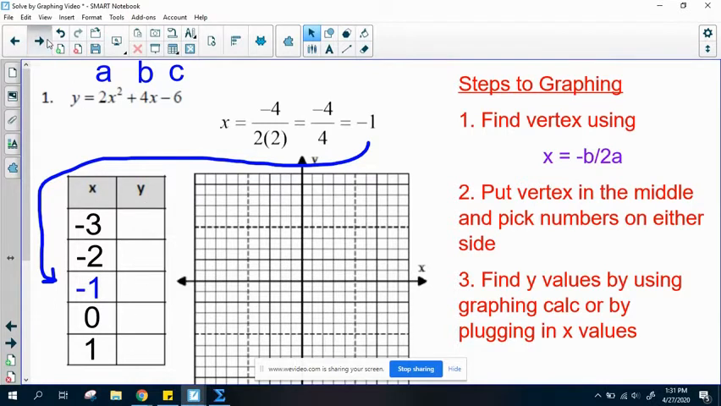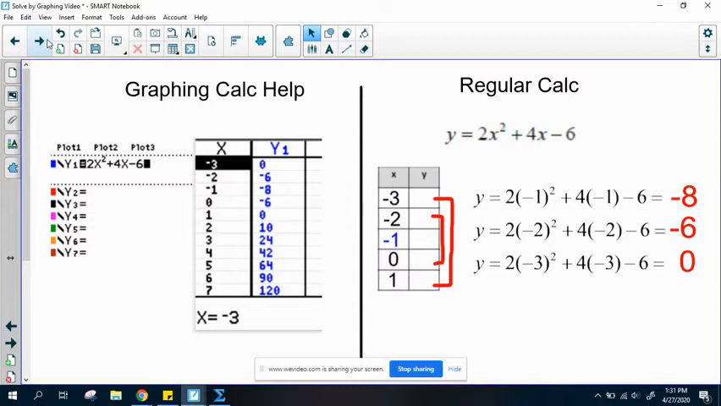I'm going to review with you how to do this. If you have a graphing calculator, you're going to click on the y equals button. You're going to type in the equation, and then you hit second graph, which brings up the table. Remember, you can scroll, and it'll give you all the y values. If you don't have a graphing calculator, I gave you some steps. Here's this quadratic. We need to plug them in. So these are the x's. We would plug them in.